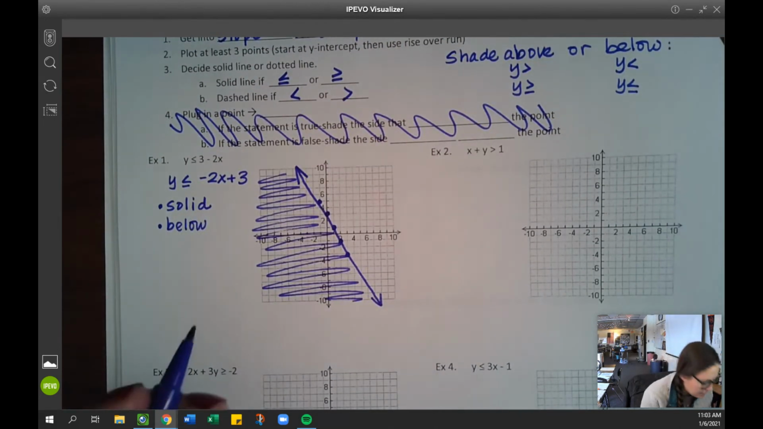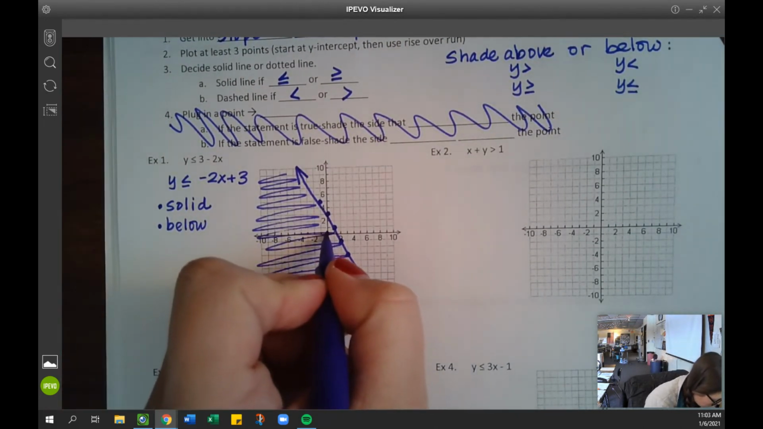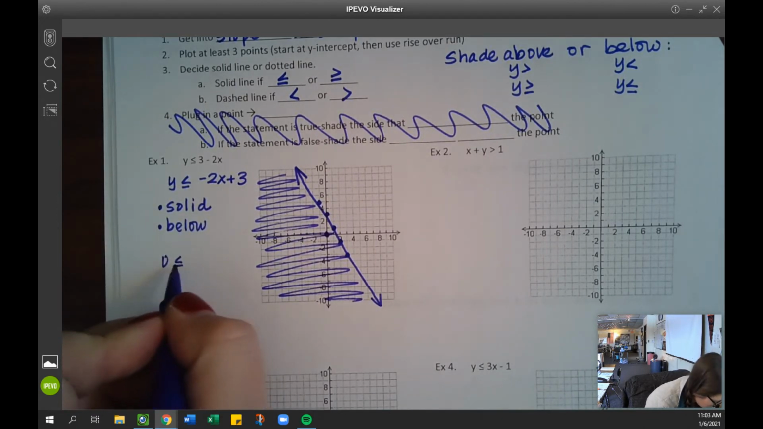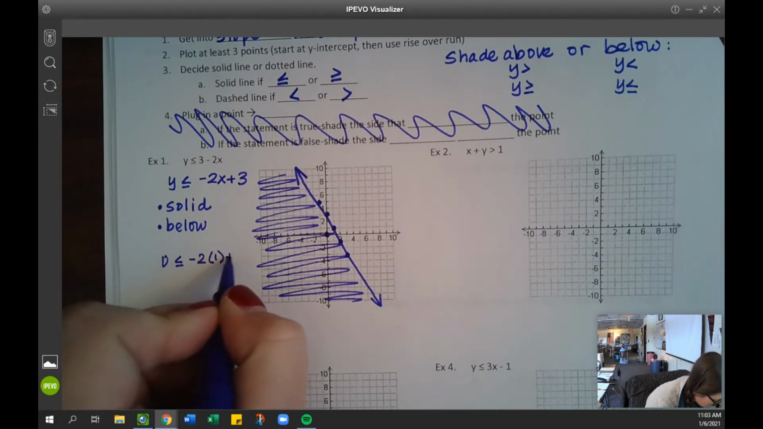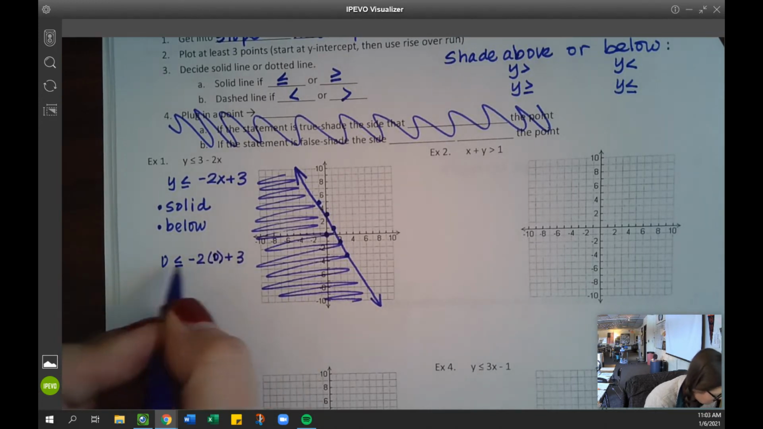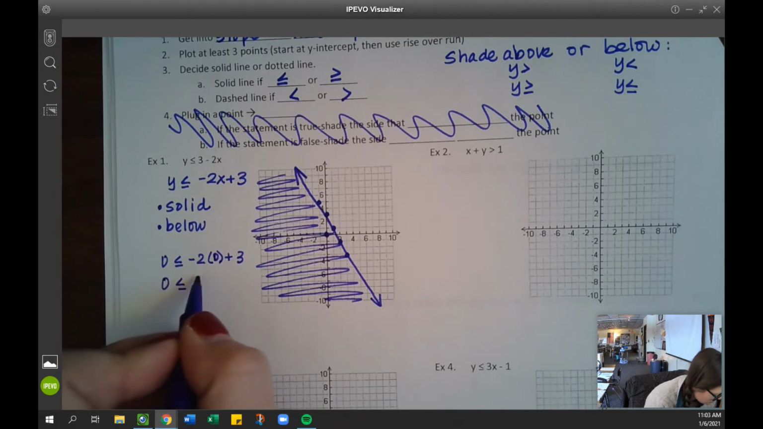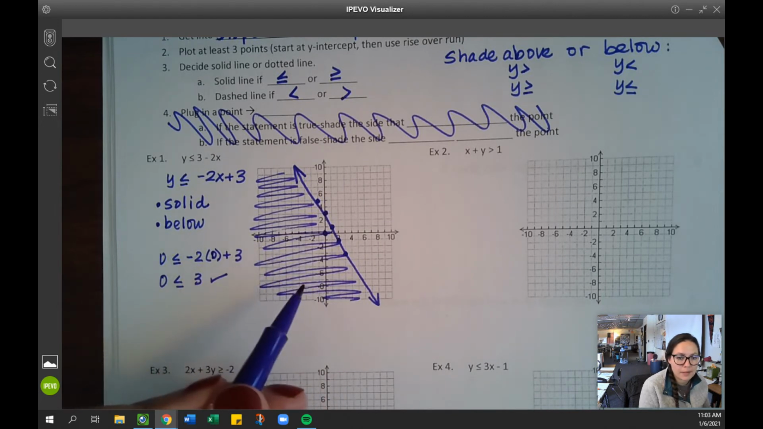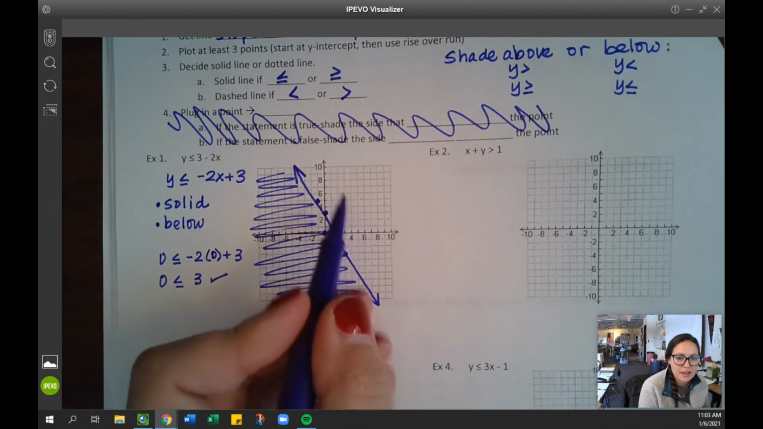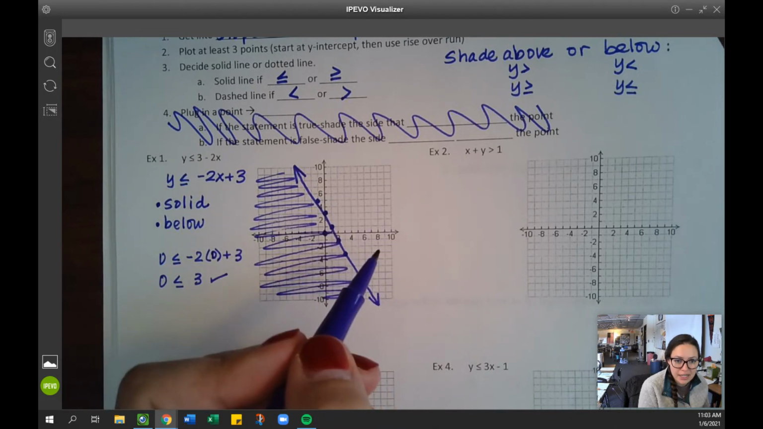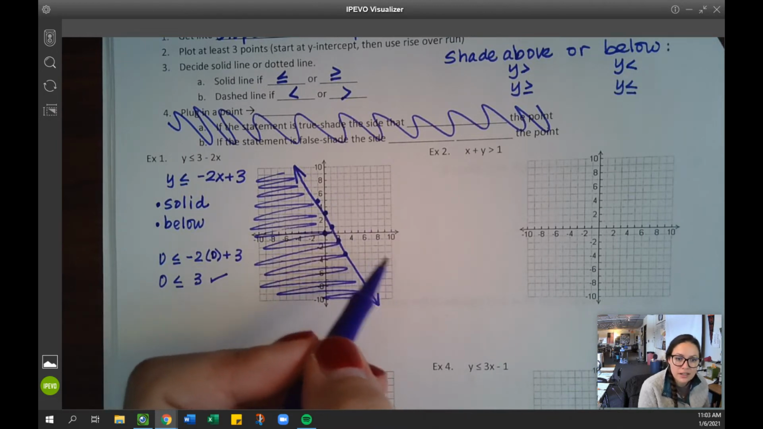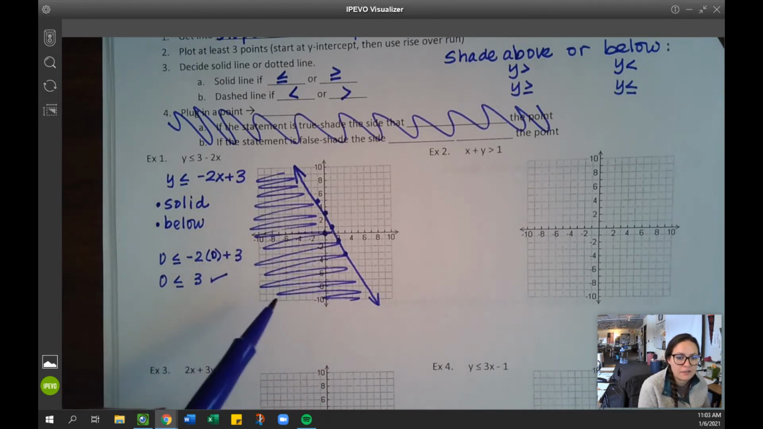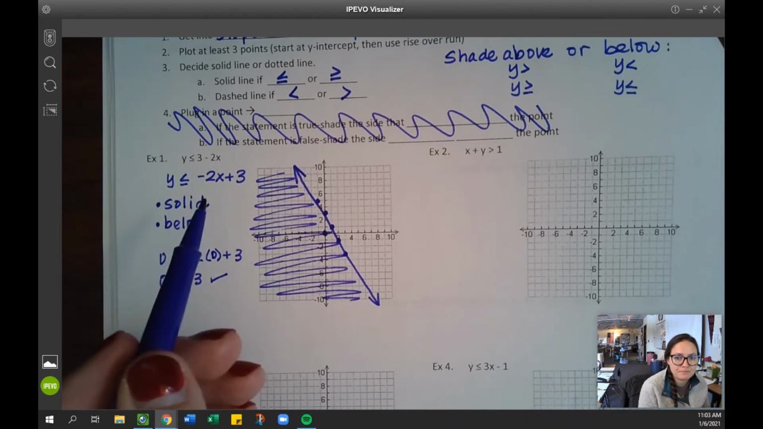So for example, let's say I pick the point 0, 0. If I plug in 0, 0, 0 is less than or equal to negative 2 times 0 plus 3. 0 is less than or equal to 3. That's true. If I pick any point where I'm shaded, it's going to work out to be true. If I pick any point where it's not shaded, it's going to be false. So the shaded side indicates that these are points that are, in fact, solutions to the inequality.